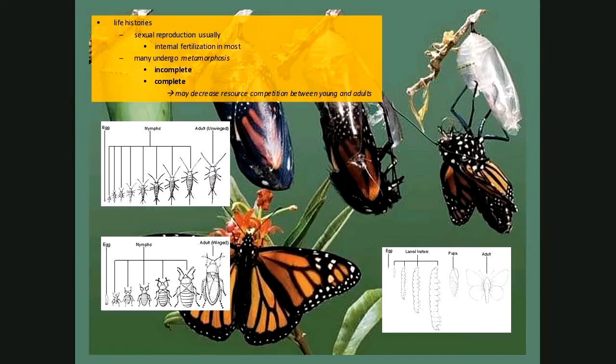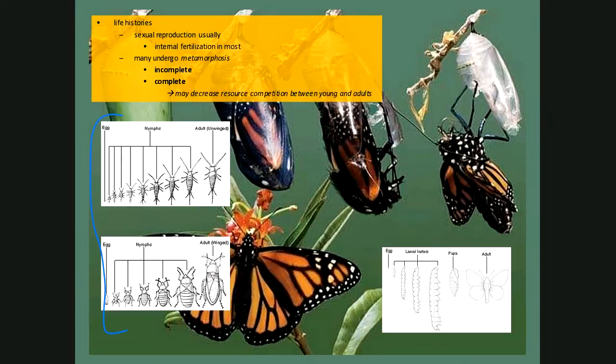Life histories. Most of them engage in sexual reproduction, internal fertilization. Again, shouldn't be surprising. These are terrestrial critters, and internal fertilization is pretty much the norm among terrestrial organisms. Many undergo metamorphosis. They undergo changes, and that can be of two types, incomplete or complete. Incomplete metamorphosis, the organisms on the left, these are incomplete. Nymphs are larval stages of insects, another name for them. In incomplete metamorphosis, the young look like the adult, they're just smaller.